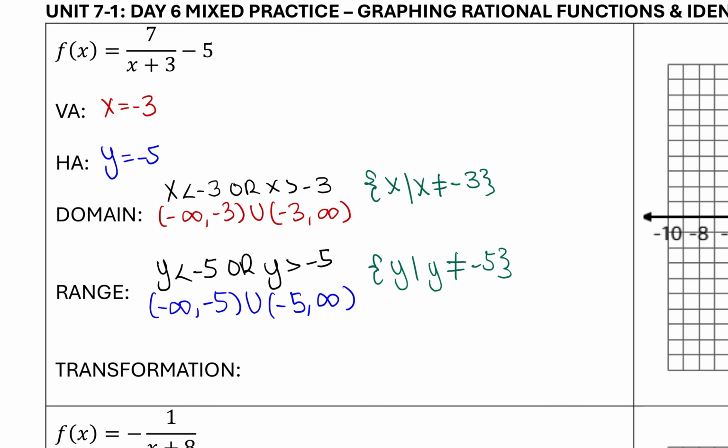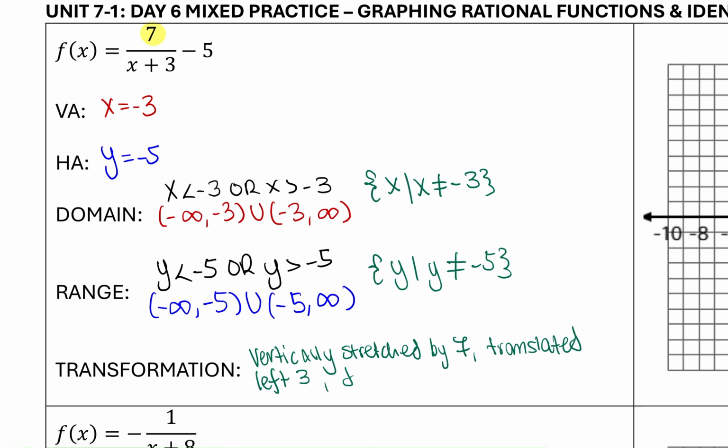For the transformation, we're going to write down the following. Keep in mind that for this one, we have a 7 on the numerator, which represents a vertical stretch. So we're going to say vertically stretched by 7, translated left 3 units, and then down 5 units.